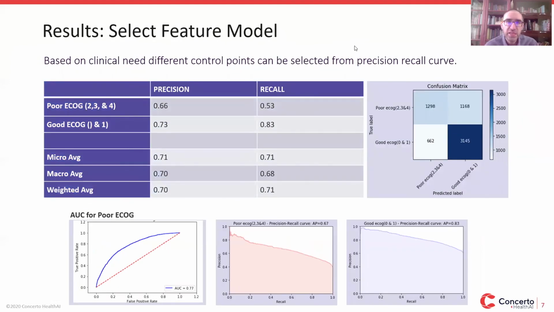So the results for the select feature model are similar, and that's quite interesting to me. AUC is 0.77, which is just a little bit less. AP is 0.83 for good ECOG, and 0.67 for poor ECOG. So just a little bit less in both. What this tells us is that we can build this much more interpretable and focused model and get almost as high performance. Both of these, as discussed before, use the XGBoost classifier.